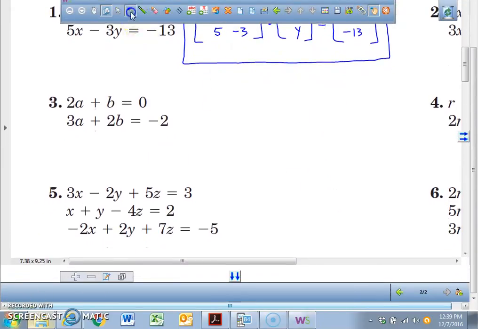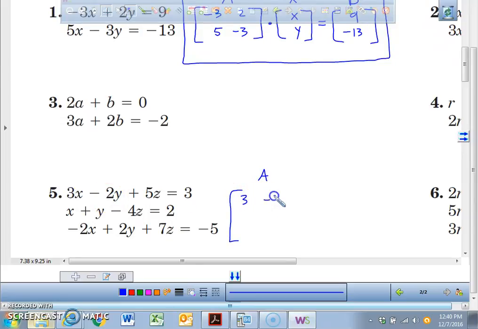It is a 3 by 3. All right, so I'm going to start with matrix A. In the first row, I'm going to write 3, -2, 5. Second row, I'm going to write 1, 1, -4. And JC, what's my last row? -2, 2. Perfect. That's matrix A.